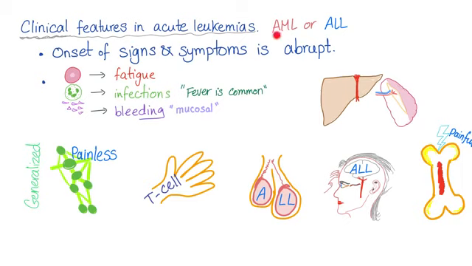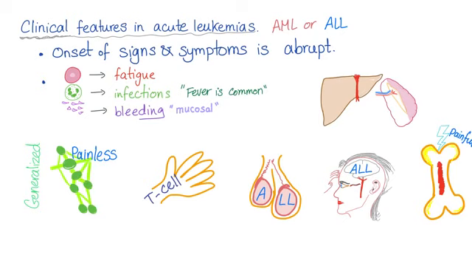The onset is abrupt, that's why they are acute. Again, the patient is younger. You have pancytopenia. You have generalized painless lymphadenopathy. Now, why is that? These cells leave the bone marrow and go to the bloodstream, and also they go to the lymphatic system and they go to the lymph node.